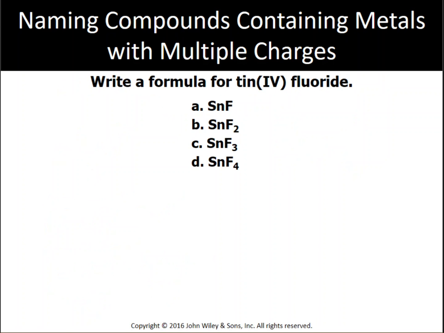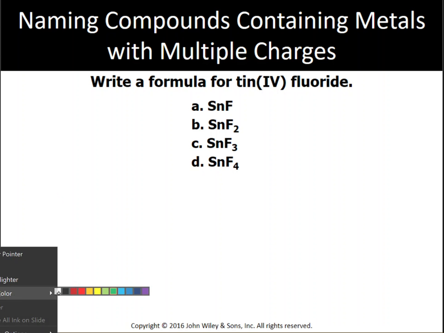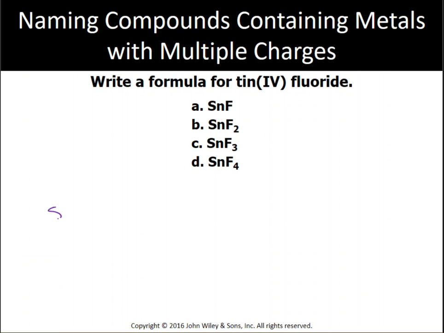So let's do another example. You want to write the formula for tin(IV) fluoride. To write the formula for this compound, it's an ionic compound. Let's first find out what the charge of each ion is. So tin, the charge of tin is 4, because the name represents that the charge of tin is positive 4. And fluoride is a nonmetal, group 7A. We know that the charge of the fluoride ion is always negative 1.